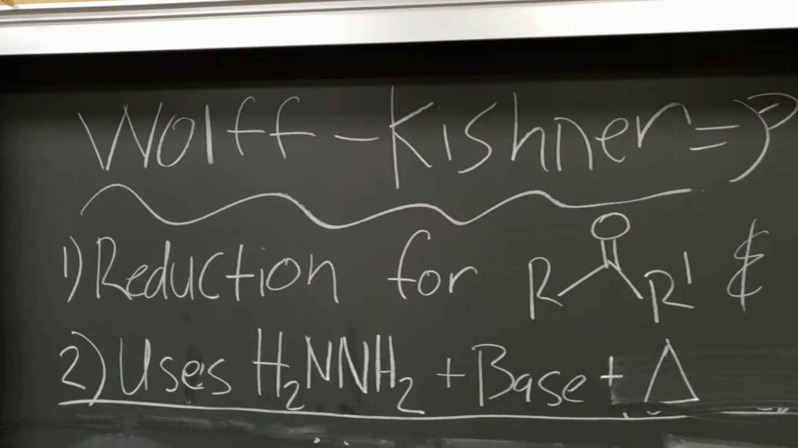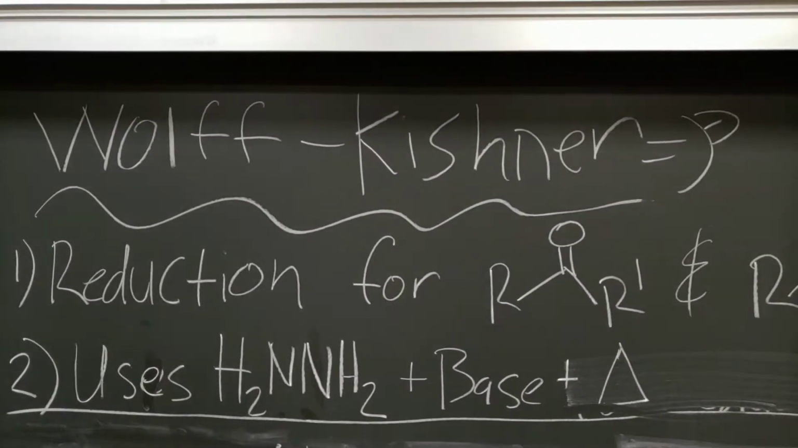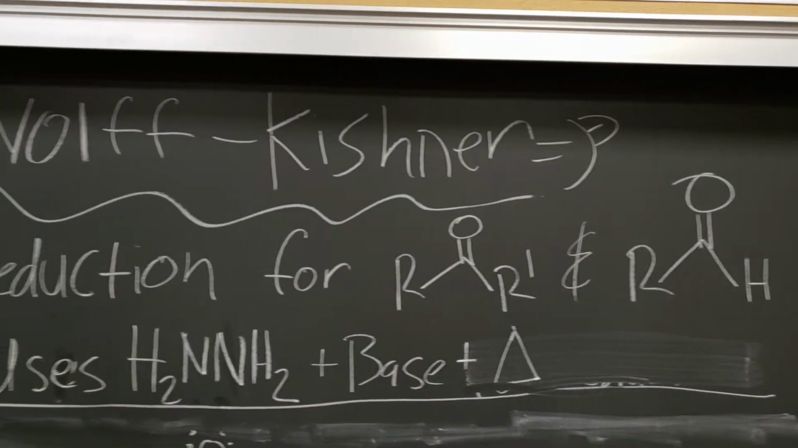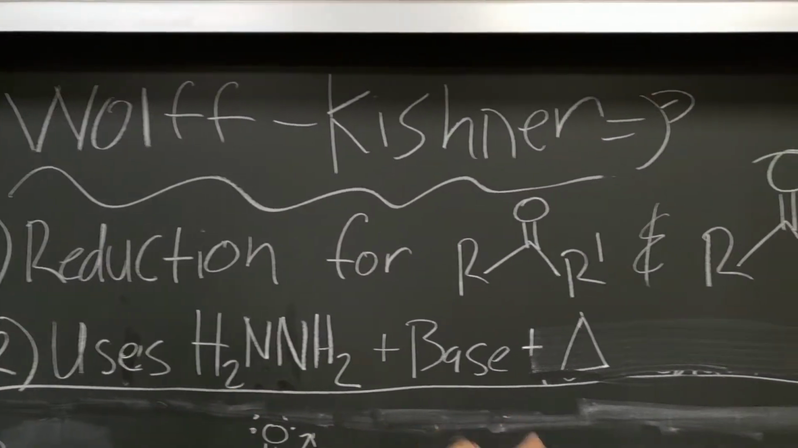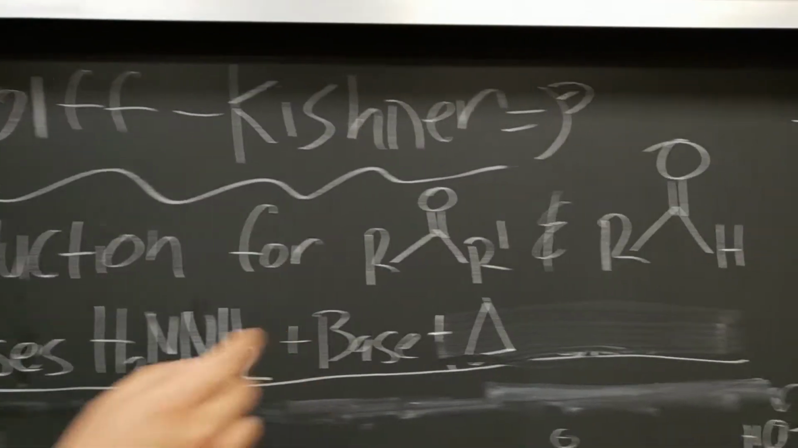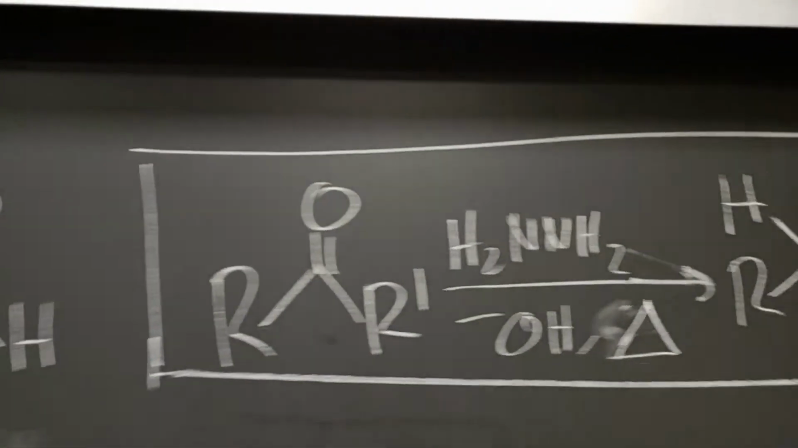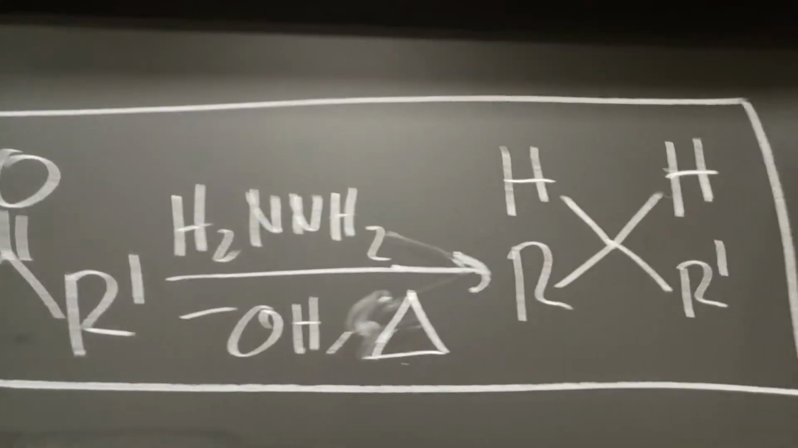This is the Wolff-Kishner reaction. It's a reduction for ketones and aldehydes, and it uses hydrazine, base, and thermal conditions. And over here we have the overall reaction.